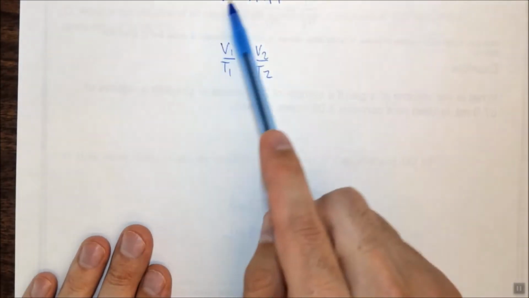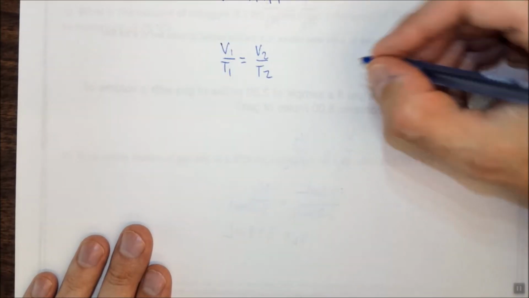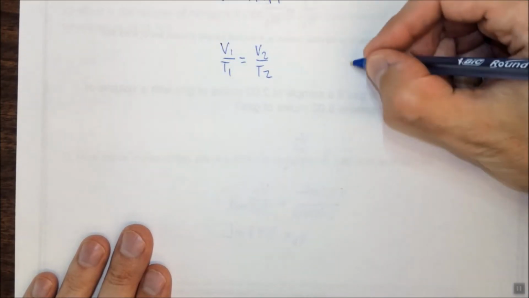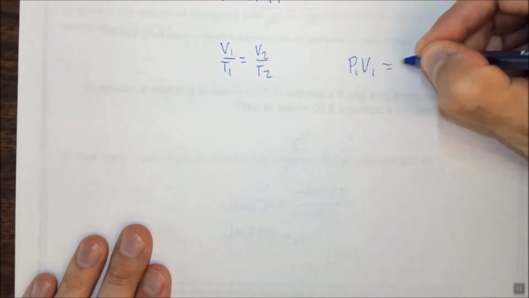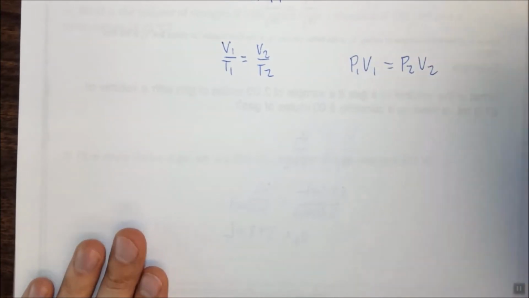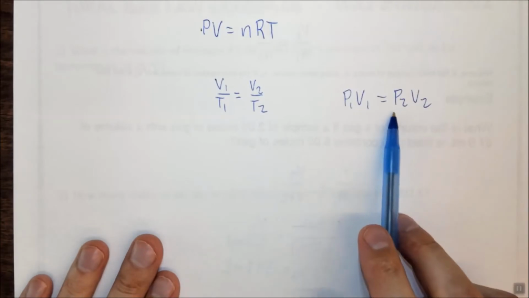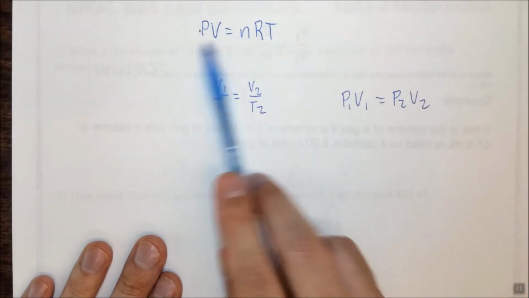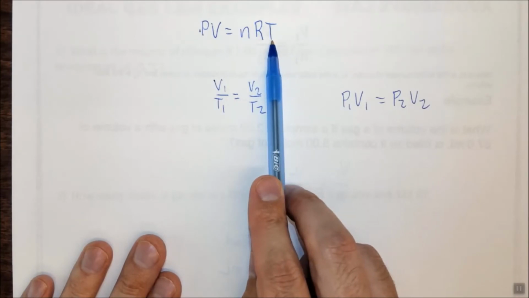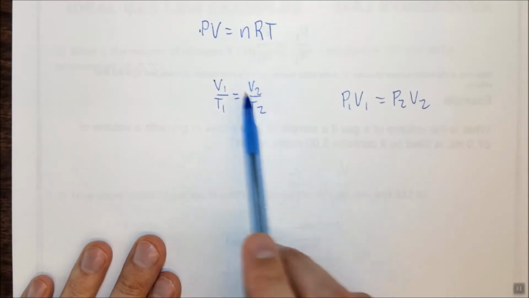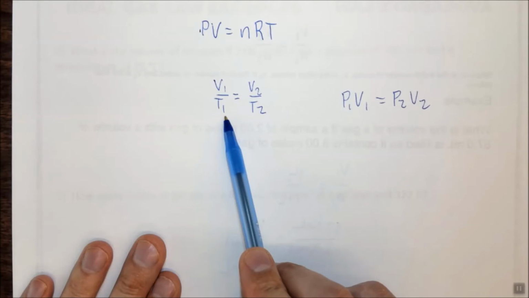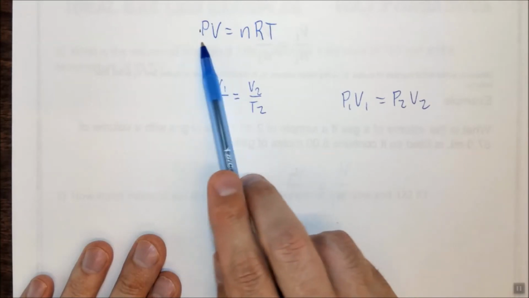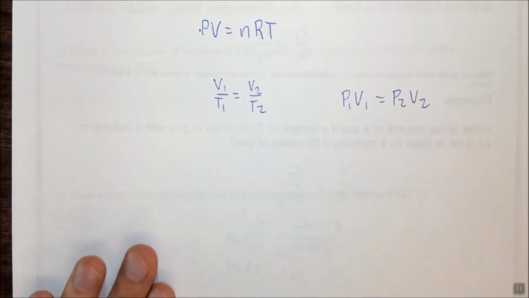If they're on the same side of the equation, and they're related to each other, they're inversely proportional. So pressure and volume is P1 V1 equals P2 V2, and this is called Boyle's Law. So if we just look at the ideal gas law, if they're on opposite sides of the equation, they're going to be directly proportional. If they're on the same side of the equation, they're going to be inversely proportional, like so.